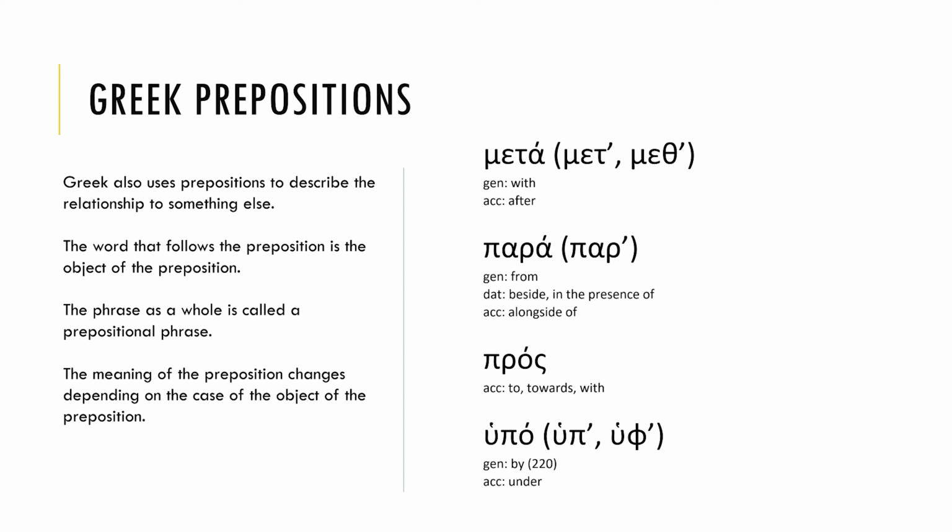And then finally, the big monkey wrench in this whole thing is that the meaning of the preposition in Greek changes depending on the case of the object of the preposition. So if you have the word hypo and it is attached to something that is in the genitive case, then hypo means by. You take that same word, hypo, and attach it to the same other noun, but that noun is going to be in the accusative this time, then hypo this time means under. That takes a little bit of getting used to, and obviously you've got to memorize your vocabulary.